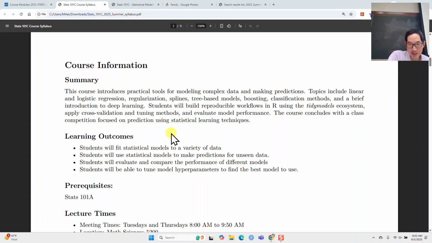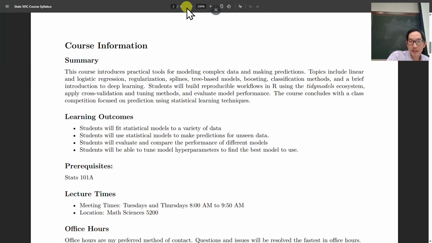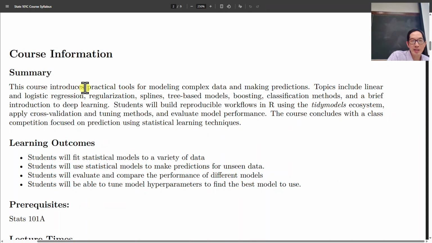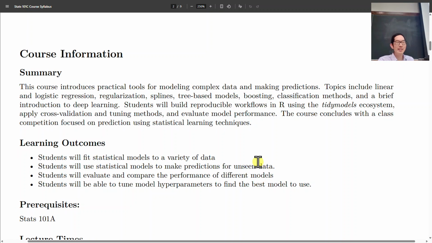this class. What is this class? It introduces practical tools for modeling complex data and making predictions. And so basically, the focus of this class is going to be applied methods for machine learning, data modeling, data mining, things of that nature.